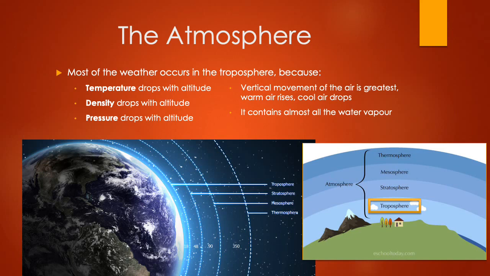Within this region, the troposphere, the vertical movement of the air is the greatest, so warm air will rise up and cool air will want to sink. And this region also contains almost all of the water vapor, which is why it creates that weather.